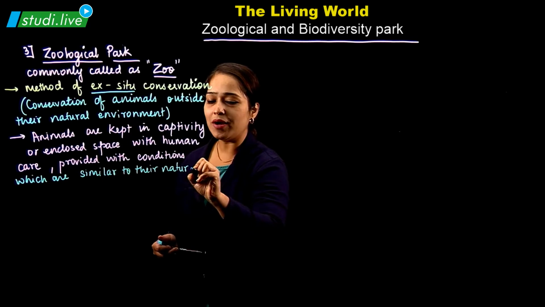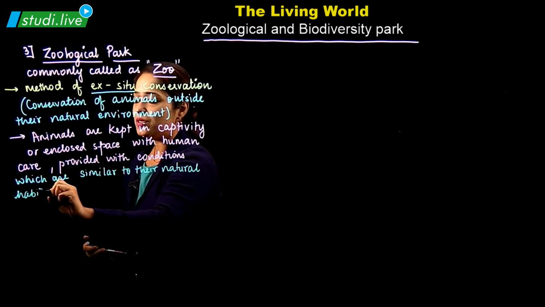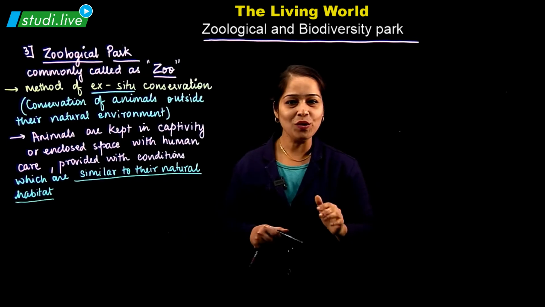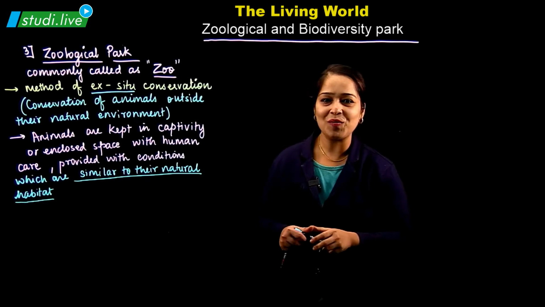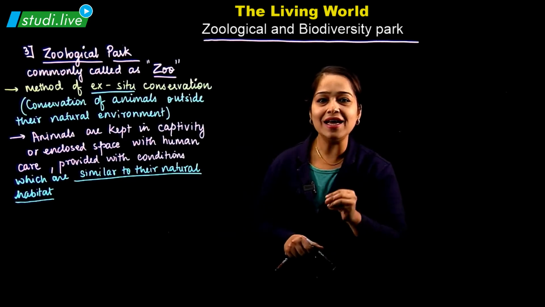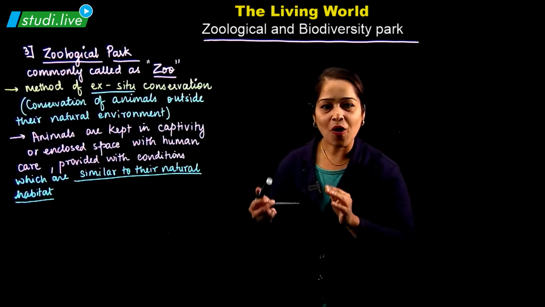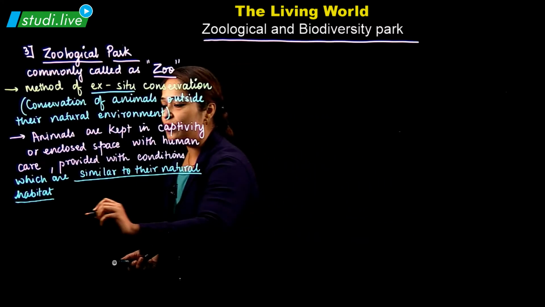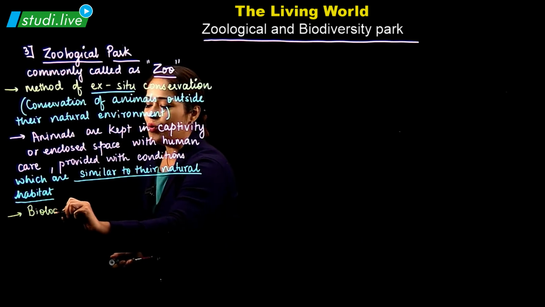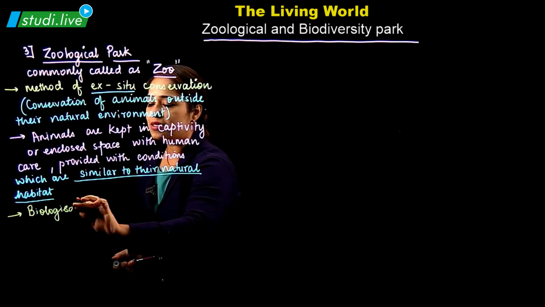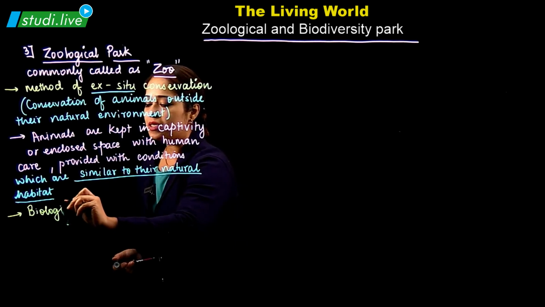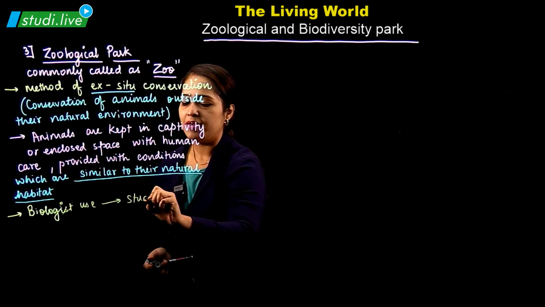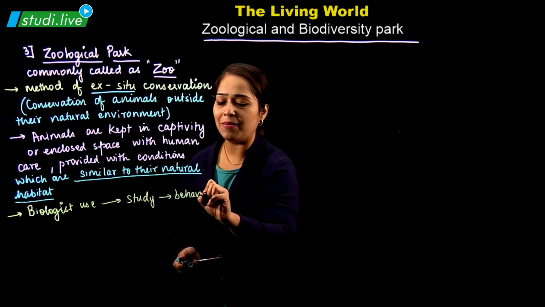Natural habitat means what they would find in a jungle. So those conditions are provided for these animals. These conditions are quite similar to the ones which are found in their natural environment. Here we can see naturalists or biologists. They have got keen interest in this zoo because they use this zoo to study the behavior of animals and their food habits.